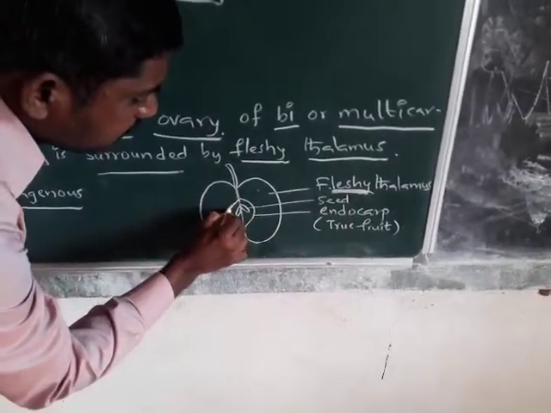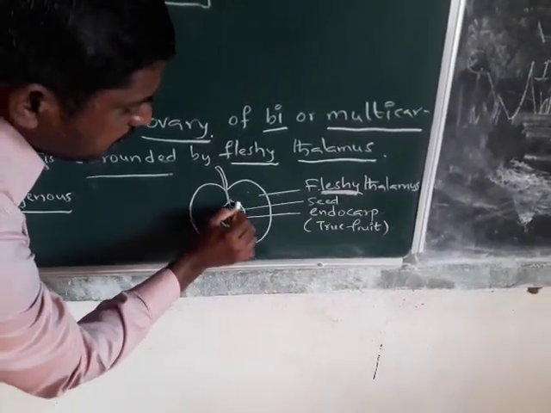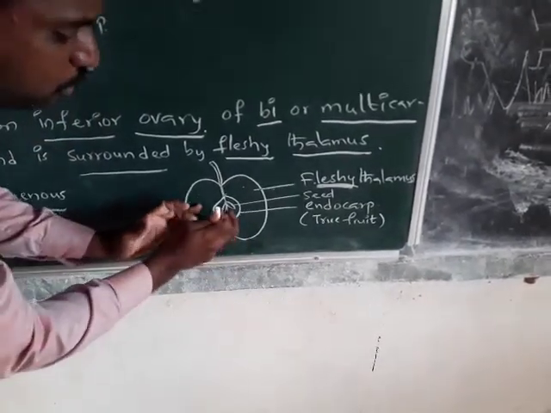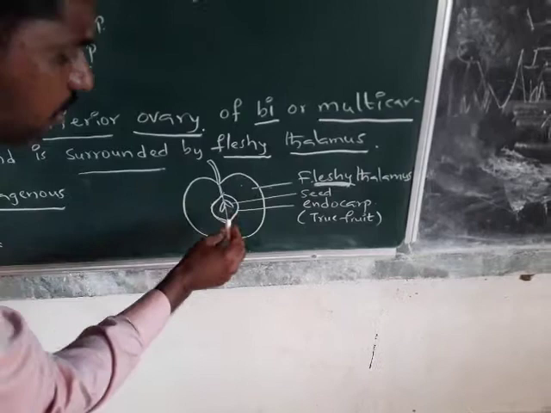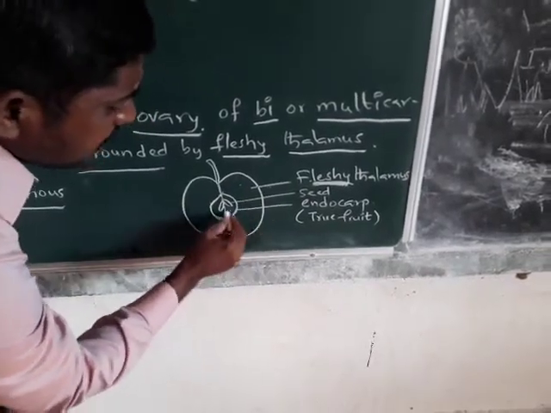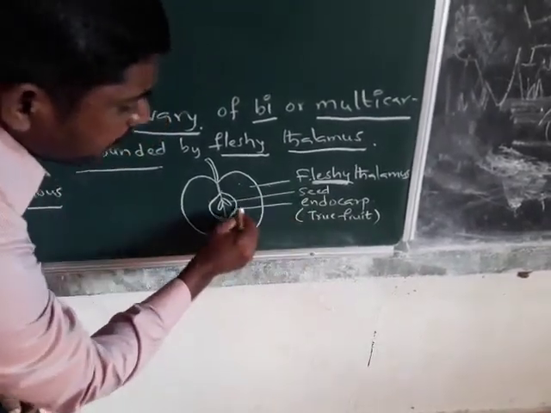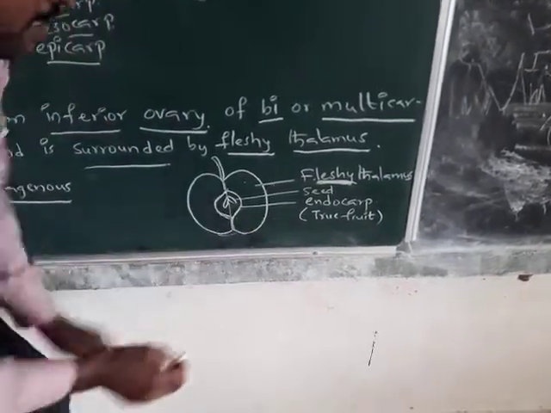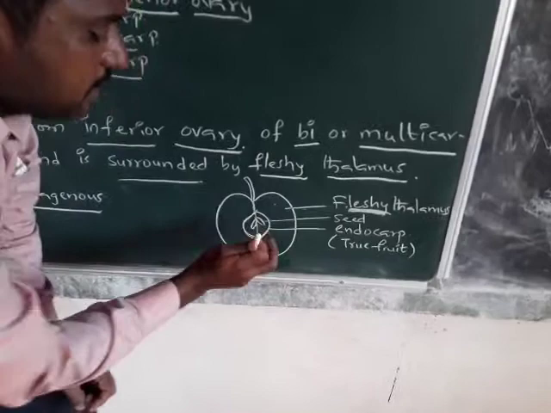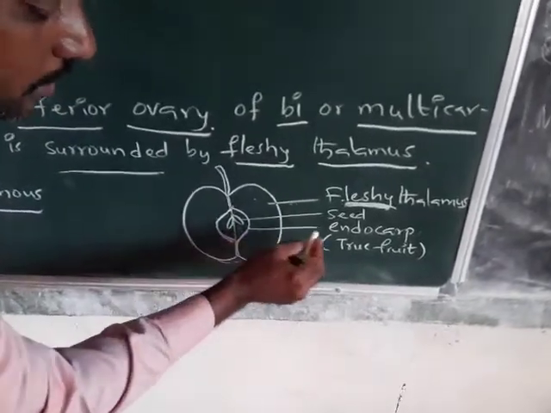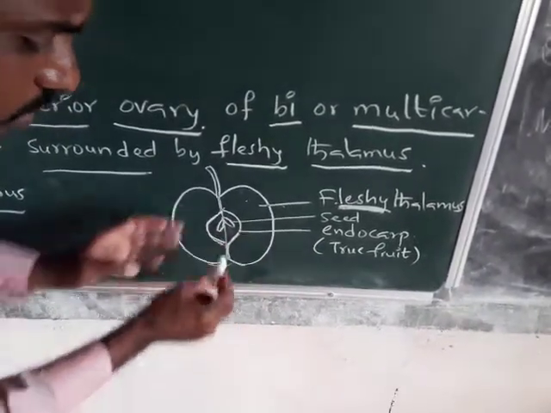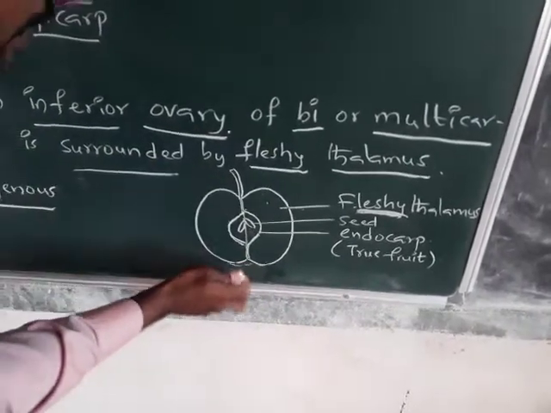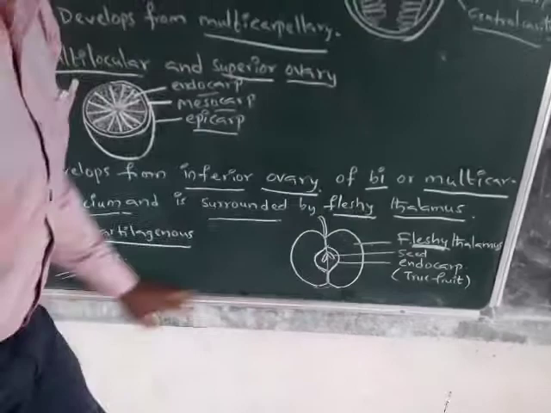See, on the inner side of the thalamus, it has a true fruit structure, and it is called the endocarp. Here the pericarp is the endocarp. It is a cartilaginous structure. The true fruit, which is a cartilaginous structure, has the seeds. This type of fruit is called pome.